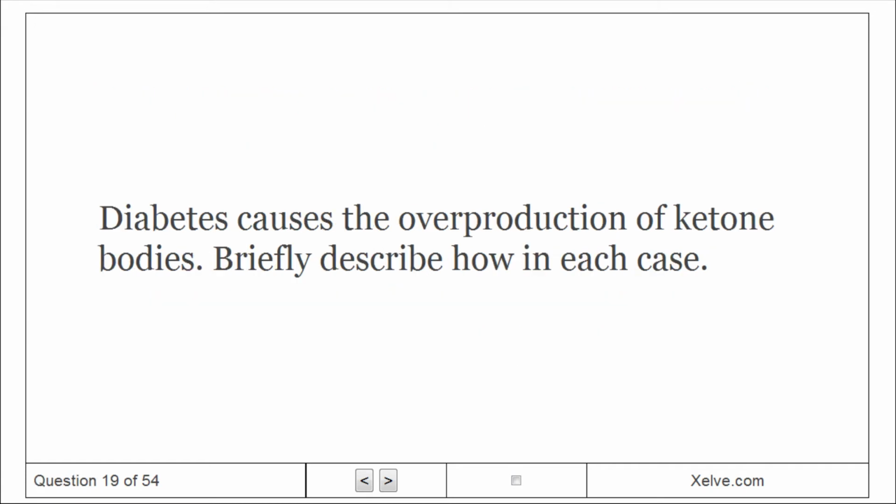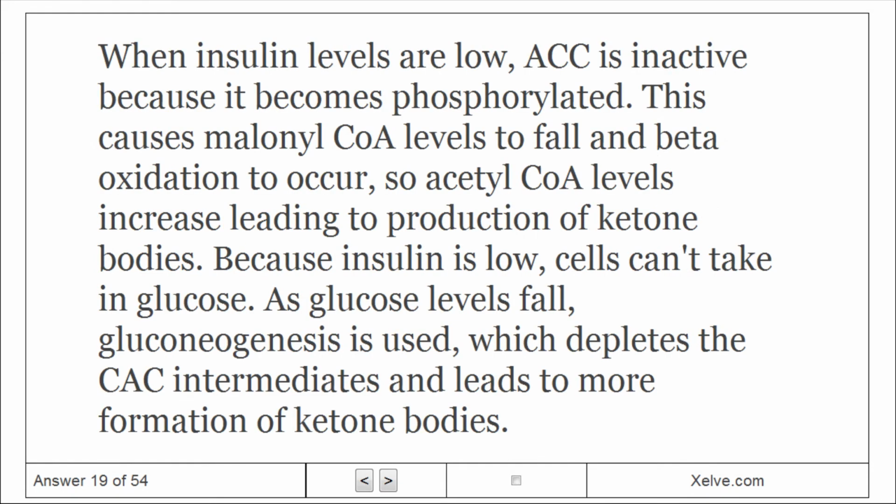Diabetes causes the overproduction of ketone bodies. Briefly describe how in each case. When insulin levels are low, ACC is inactive because it becomes phosphorylated. This causes malonyl CoA levels to fall and beta-oxidation to occur, so acetyl-CoA levels increase, leading to production of ketone bodies. Because insulin is low, cells can't take in glucose. As glucose levels fall, gluconeogenesis is used, which depletes the CAC intermediates and leads to more formation of ketone bodies.